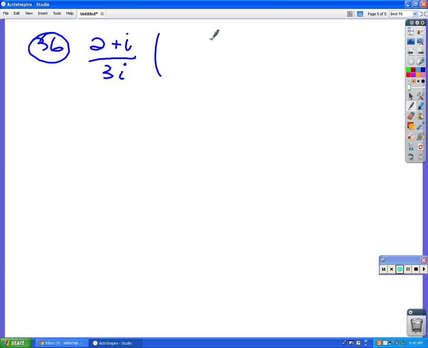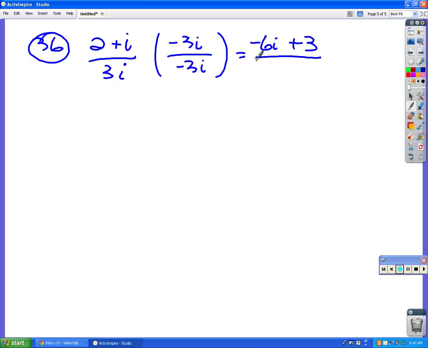Okay, what do we multiply by? Negative 3i. So 2 times negative 3i is negative 6i. And then i times negative 3i is... Isn't it just negative i? Negative 3i squared, which is really... where are you getting 9? Negative 3 times 3 times 3. See, no 9s in there.